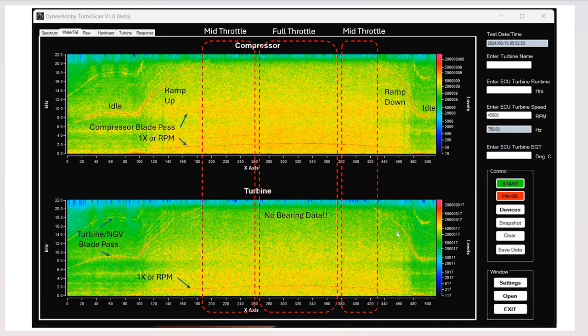Anyway, that's a quick overview on how you can quickly and easily use TurboSCAN to look at the health of your gas turbine engine, just using a standard USB microphone that you can buy online anywhere from Amazon or eBay. So I hope that helps explain or demonstrate the capability of TurboSCAN, and if you're really serious about the health of your turbine, please take a look at the TurboSCAN hardware, which is available on our web store.